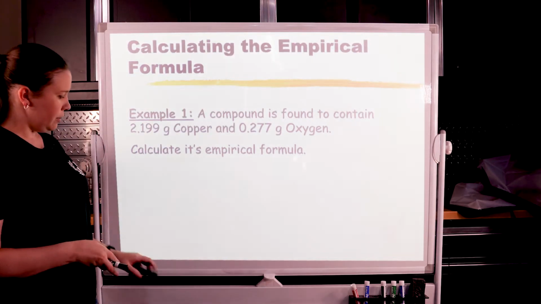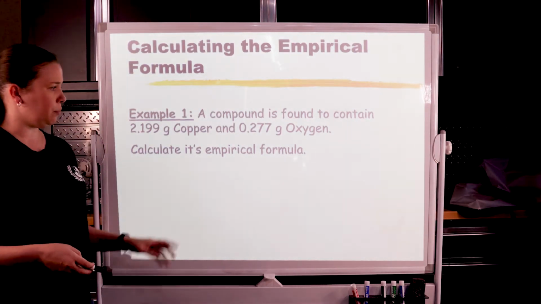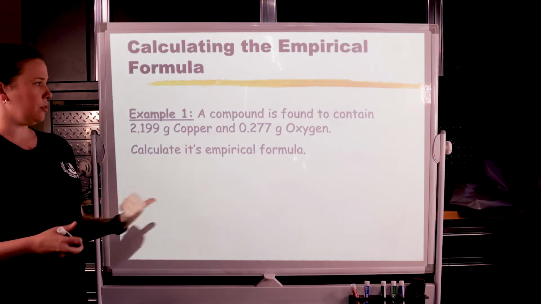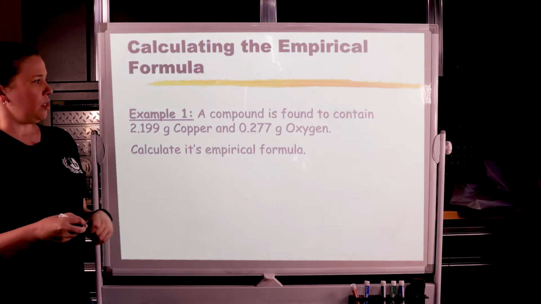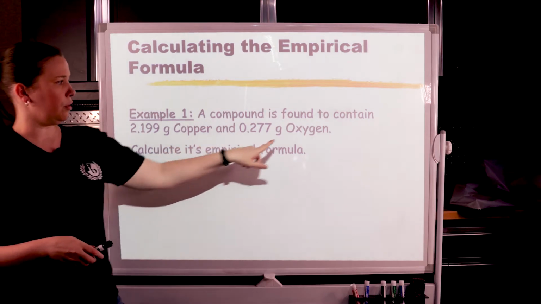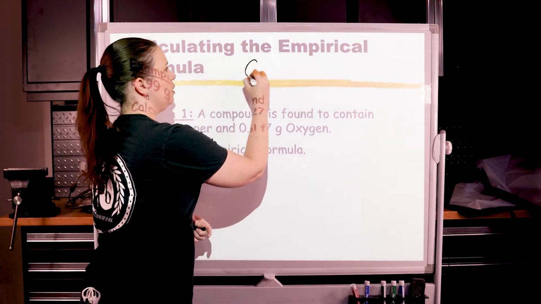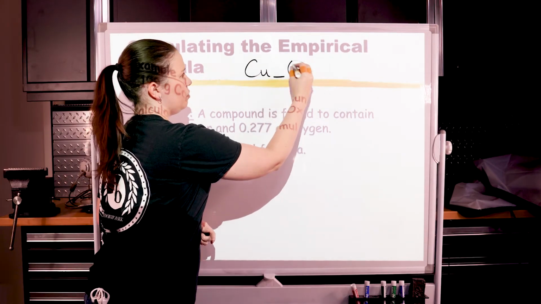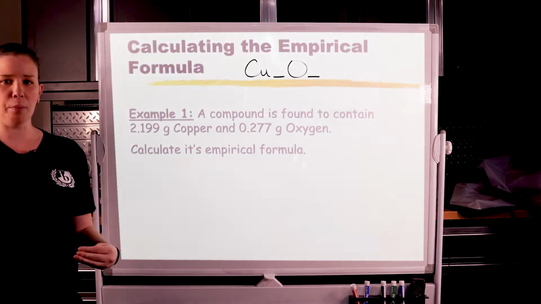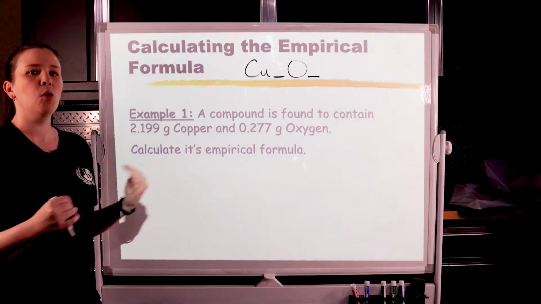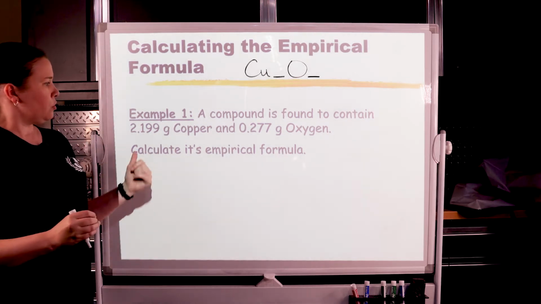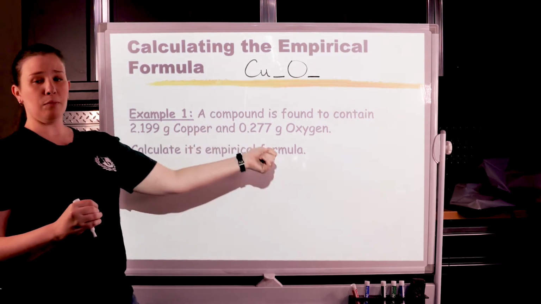All right, so let's see first how we're going to come up with an empirical formula by looking at our first problem. First off, it tells me this compound is made of copper and oxygen. So our goal in coming up with an empirical formula is to determine the subscripts. How much copper compared to how much oxygen? What's the ratio there? So what it gives me is the number of grams of each.